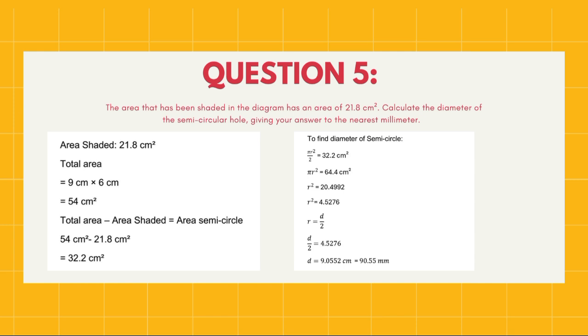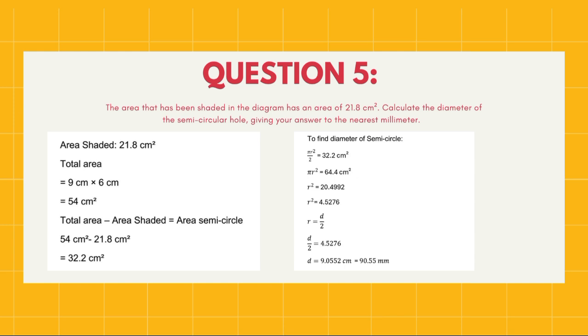the semicircular hole, we need to find the total area. By the lengths given, 9 cm multiplied by height 6 cm, we get the total area of 54 cm squared. So to find the area of the semicircle, total area minus area shaded, which is 54 cm squared minus 21.8 cm squared. We got the answer 32.2 cm squared.